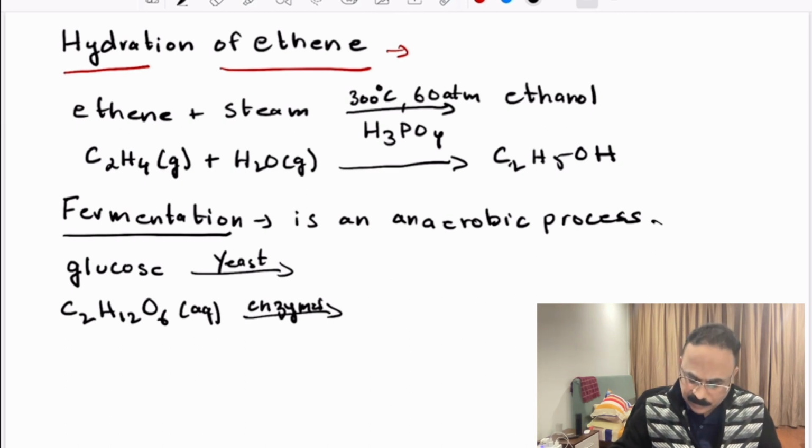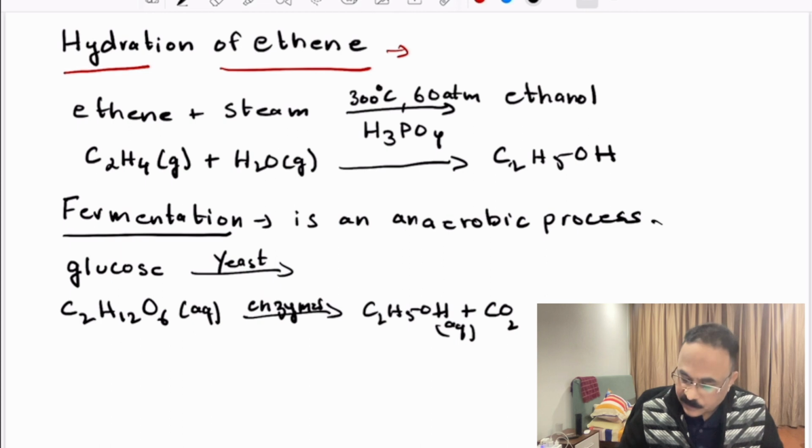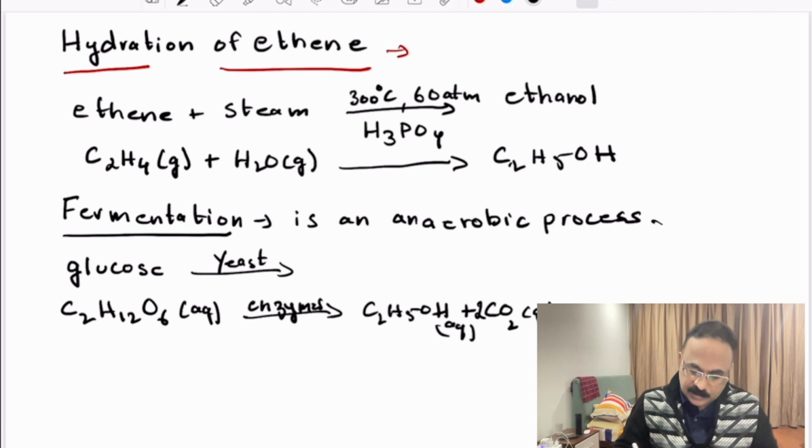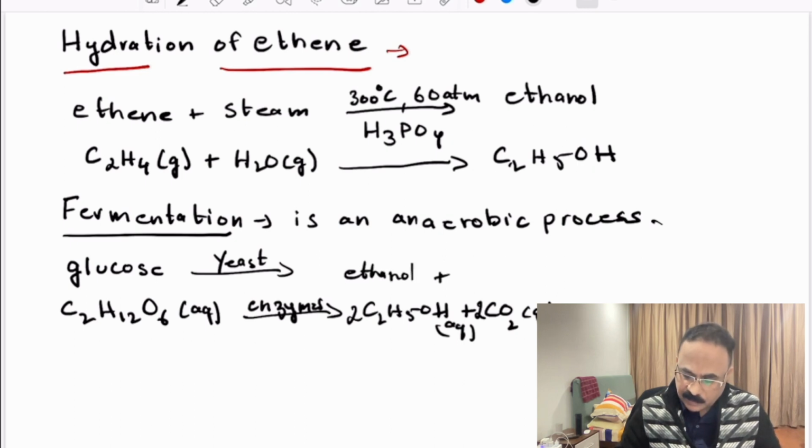So let's write down ethanol, C2H5OH, plus carbon dioxide is also formed. For ethanol we can write aq over here, and carbon dioxide we know is a gas. Let's balance that: 2 over here, and then again 2 here. So we can write down the spelling ETHANOL, and then we can write down carbon dioxide, CARBON DIOXIDE.